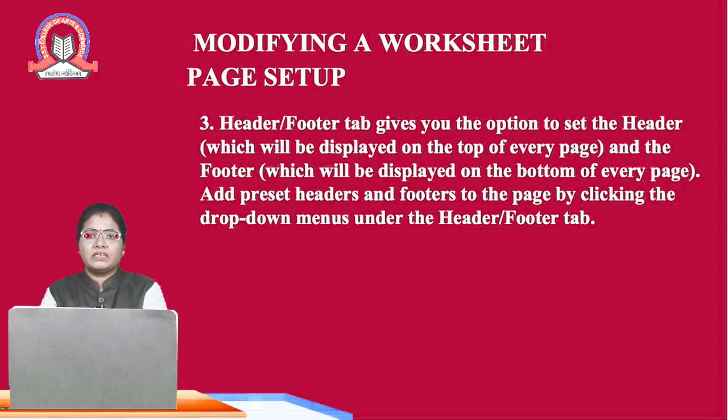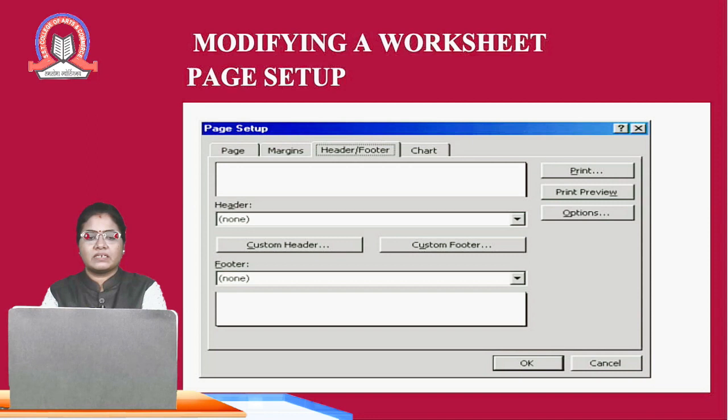Next, the third one is the header footer tab, which gives you the option to set the header which will be displayed on the top of every page, and the footer which will be displayed on the bottom of every page of the spreadsheet. Add preset header and footer to the page by clicking the drop down menus under the header footer tab. This will be possible in this option. So the third option is header footer. Header custom we can do, footer custom we can do, and pressing OK, we will get the selected options.